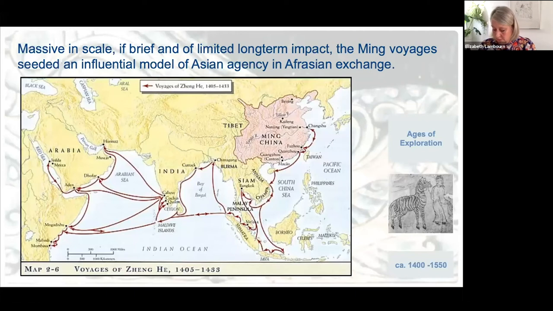Before this, individual Chinese travelers and merchant diasporas had been active in the Indian Ocean exchanges for centuries, and they continued to be active afterwards. But this stands out really as a state-to-state engagement. The voyages did not have, on the whole, a long term impact because subsequent Ming emperors withdrew their sponsorship, lost interest in this kind of venture.